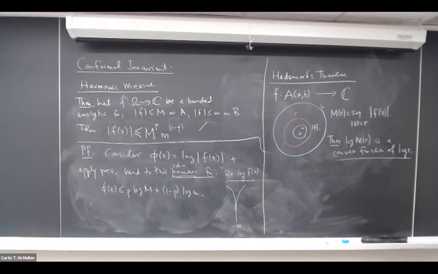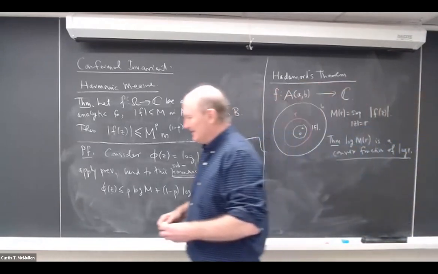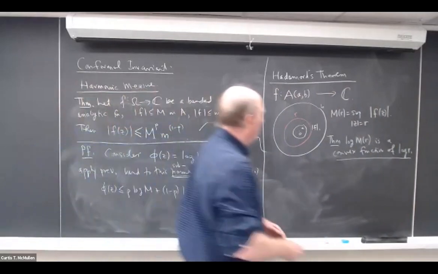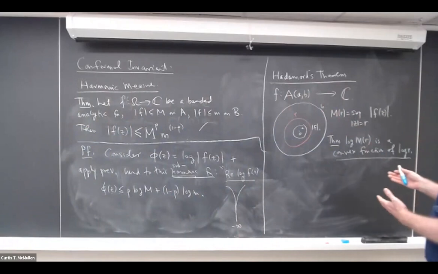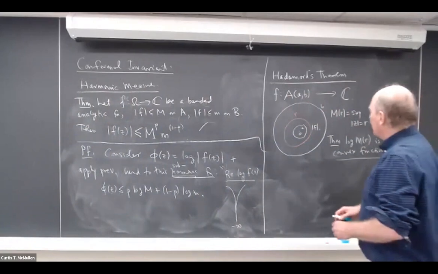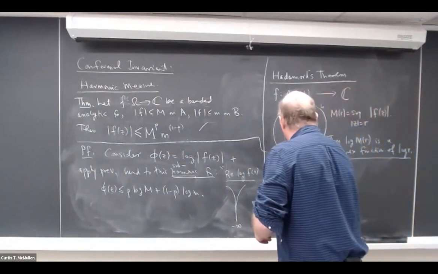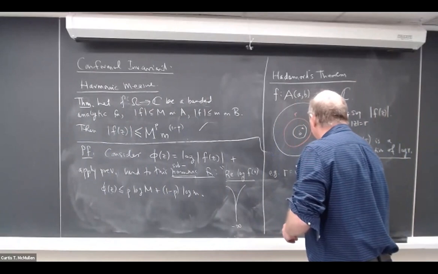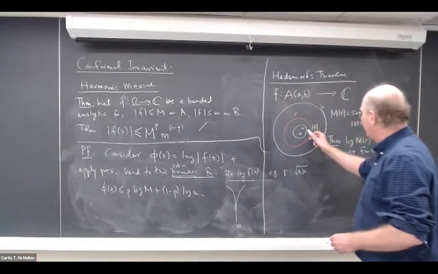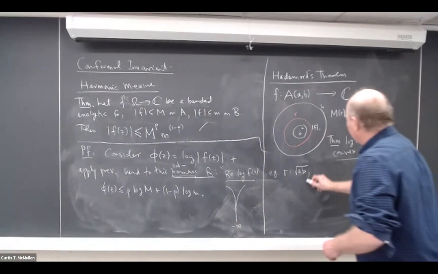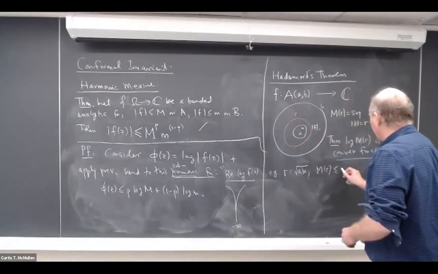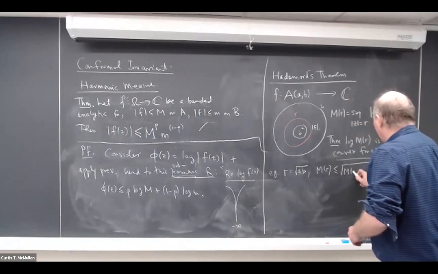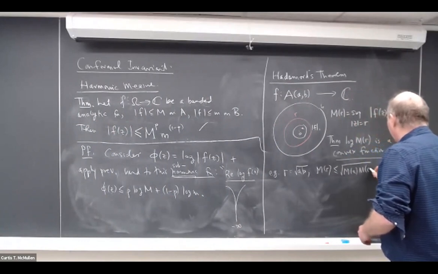Now that's a kind of funny looking statement. What does that mean? We have to change everything to logarithmic coordinates. But what it means in practice is the following. For example, if r is equal to the geometric mean of a and b, the inner and outer boundaries of the annulus, then it says that the value m of r is less than or equal to the geometric mean of the value at the inner boundary and the value at the outer boundary.